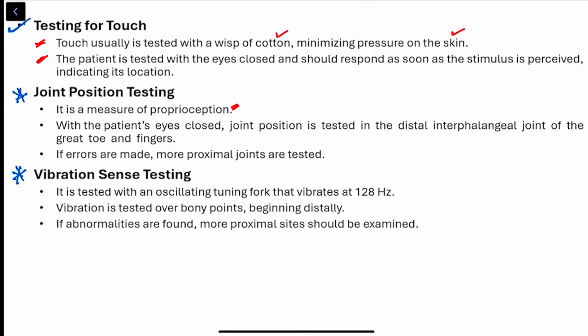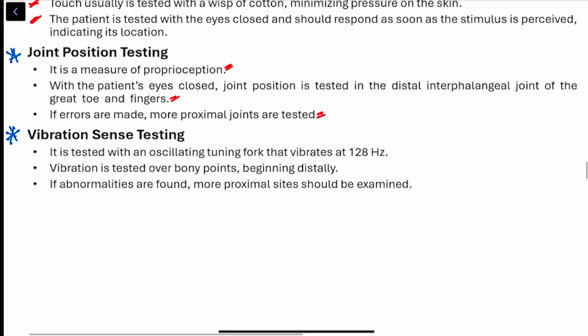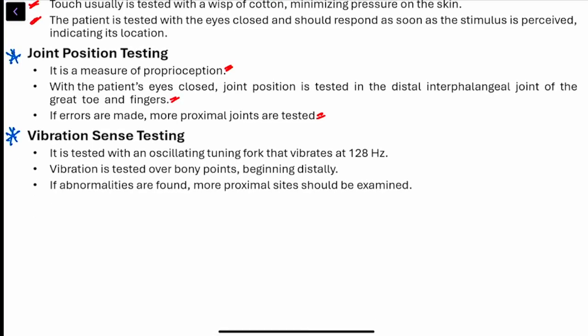With the patient's eyes closed, joint position is tested in the distal interphalangeal joint of the great toe and the fingers, right? If errors are made, more proximal joints are tested. Very easy to understand. This is how we test for the joint position. Actually, most of the time we use the great toe to touch.